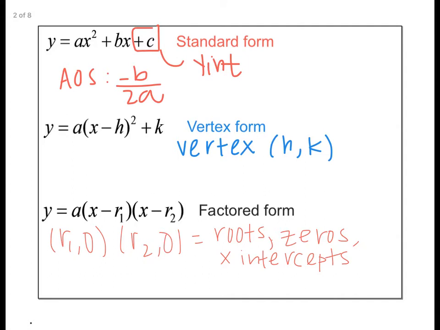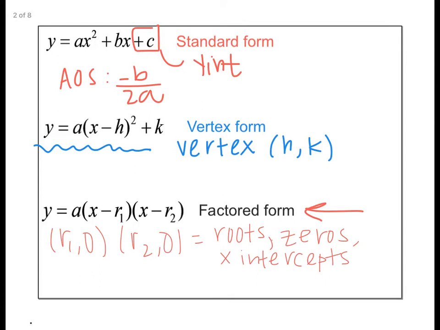Okay, if we move on to the second one, y equals a(x minus h) squared plus k. That is vertex form. It was the second form of quadratics that we learned. This one is useful because it tells us the vertex, which would be the h and the k. Our last form, which is the new one, is called factored form. It looks like y is equal to a, parentheses x minus r1, and x minus r2. So factored form is useful because it gives us the roots.